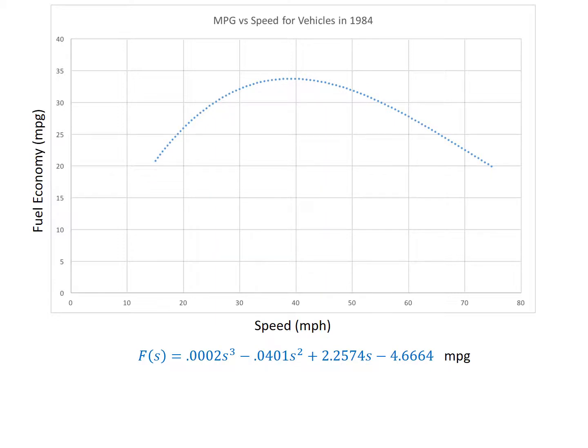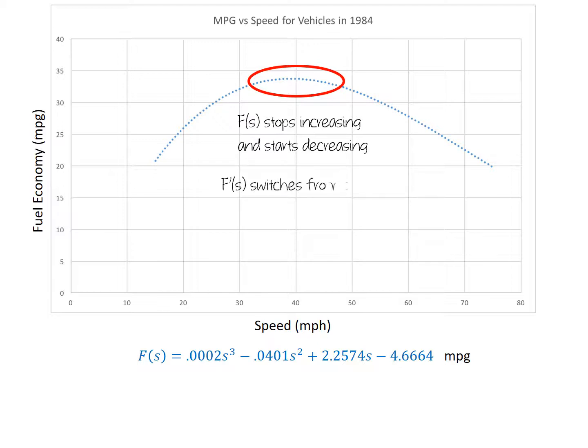So our goal is to find where the fuel economy is largest and smallest. The largest value will occur somewhere around here when the graph hits a peak. This happens when f of s stops increasing and starts decreasing. And in calculus terms, this is when f prime of s switches from positive values to negative values. To figure out where this happens, let's compute the formula for the derivative function.